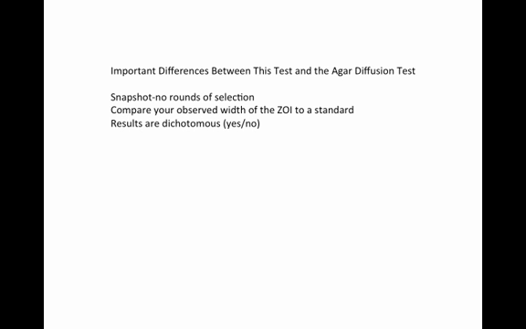And then the third important difference is that the results are dichotomous. Either yes, the bacteria are resistant to that antibiotic, and thus the antibiotic will not be effective, or no, the bacteria are not resistant to that antibiotic, and that antibiotic will be effective. This test is actually used a great deal in hospitals in order to determine if a course of antibiotics is going to be working for a patient or not. So we will be doing this test to look for cross-resistance to antibiotics for our triclosan-resistant bacteria, and that's the Kirby Bauer test.